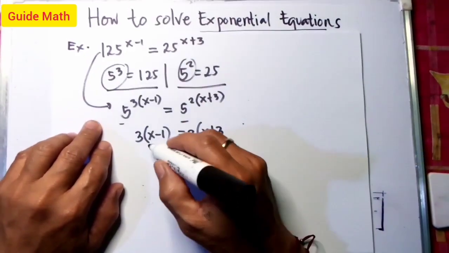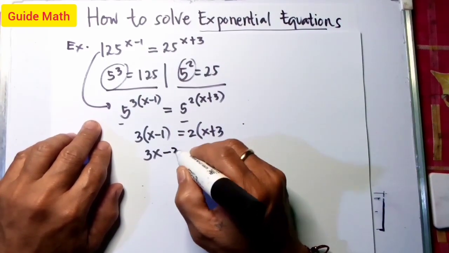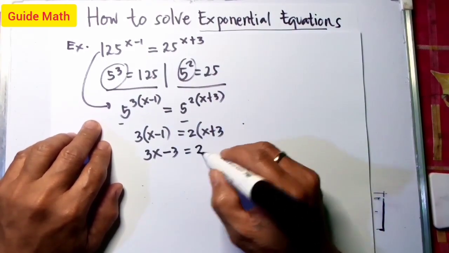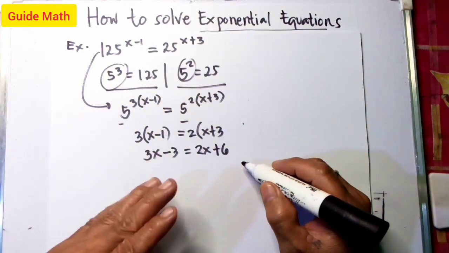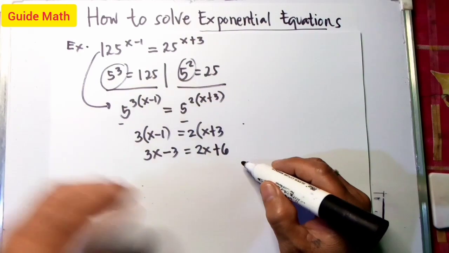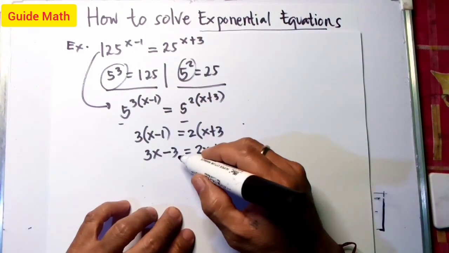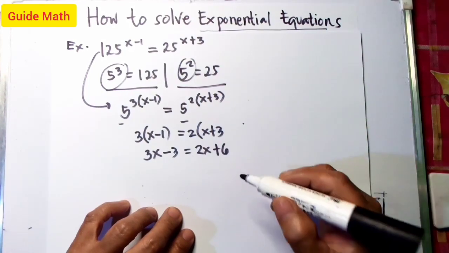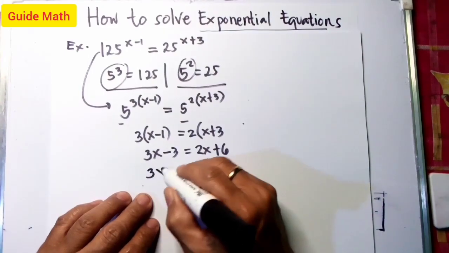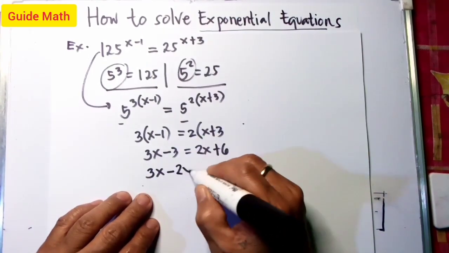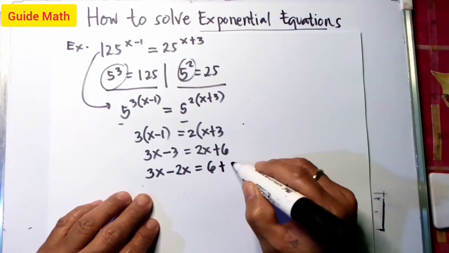So distributive property, we have 3 times x is 3x, 3 times 1 is negative 3, is equals to 2 times x is 2x, then 2 times 3 is positive 6. So dito, iipunin natin yung mga may x or yung may mga variable dito sa left hand side. Customarily yan kasi ginagawa natin. Then lahat ng mga constants doon sa right hand side in order for us to easily determine the value of our unknown variable here. So we have 3x, manatili siya doon, magiging negative 2x. So transpose tayo, is equals to 6. Dito sa kabila, magiging positive 3.